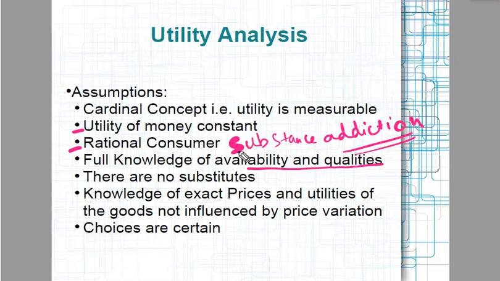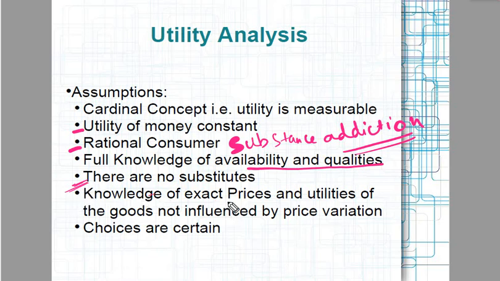Full knowledge of availability and quantities, and now this is also a problematic assumption, but again, for a model to be held true, we have to take certain assumptions. Not that we should not challenge them, of course we should, in fact, it's the assumptions which will tell us the limitations of the model, right? And there are no substitutes, that's also not correct. There are very few things for which there are no substitutes.